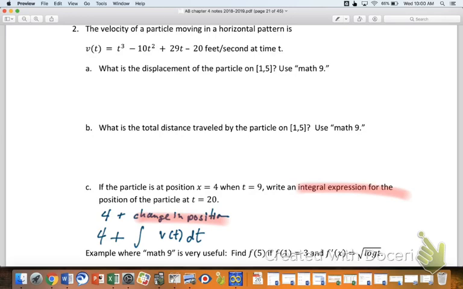So the final piece here, and I'll get your question. The final piece would be, what kind of limits of integration? Like what would be the two numbers on my integral? 9 and 20. That's right. So it'd be 4 plus the integral from 9 to 20 of velocity would give me 4 plus my displacement, or you could say 4 plus my change in position. And that would give me my final position.